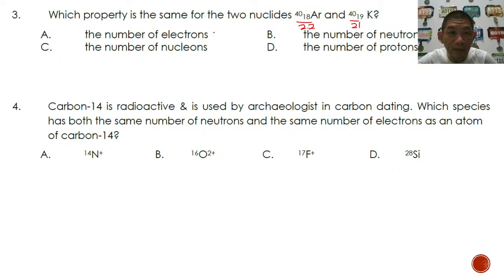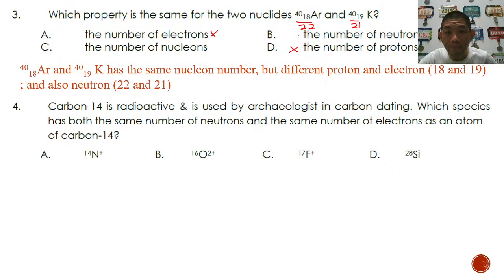So let's have a look together. A, number of electrons, are they the same? They have different numbers of protons, so therefore they have different electrons. So A and D are automatically out from our answer. As we already deduced that the number of neutrons is 22 and 21, they are different, so B is not going to be the answer. And since they have the same nucleon number, 40 and 40, the best answer for this question is C, the number of nucleons. Okay, so that is for number 3.